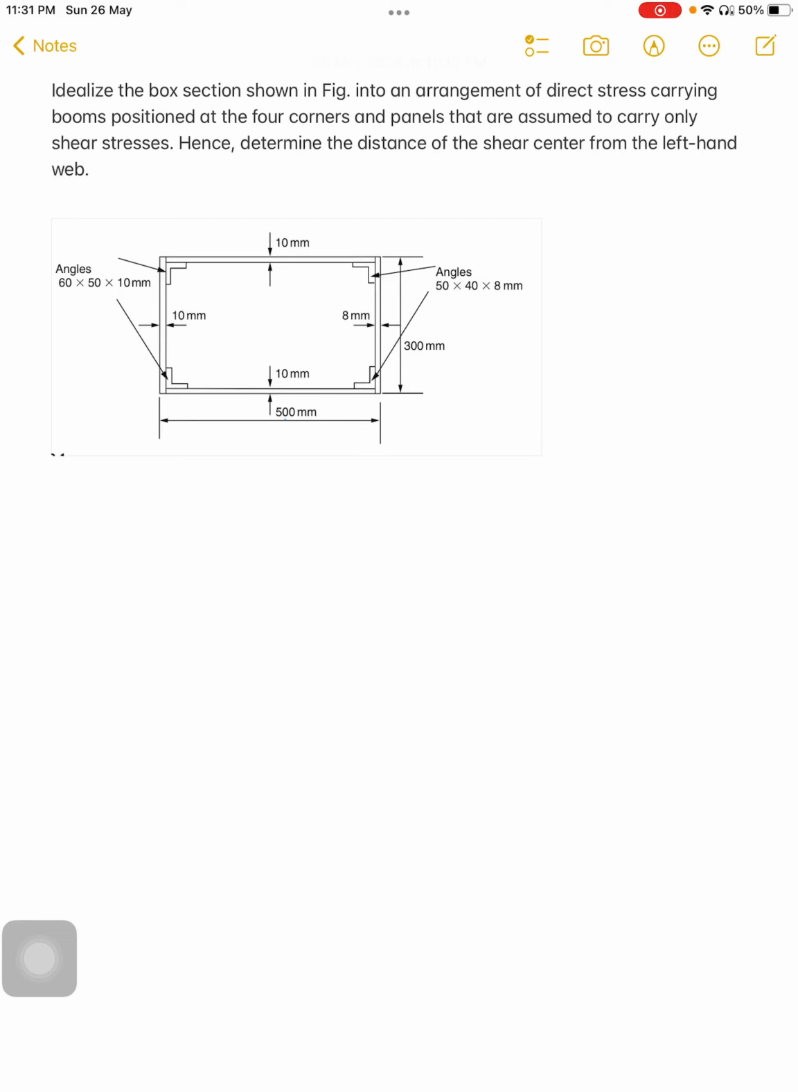Unit 4, problem number 4. Idealize the box section shown in figure into an arrangement of direct stress carrying booms positioned at the four corners and panels that are assumed to carry only shear stresses. Hence, determine the distance of the shear center from the left-hand web.